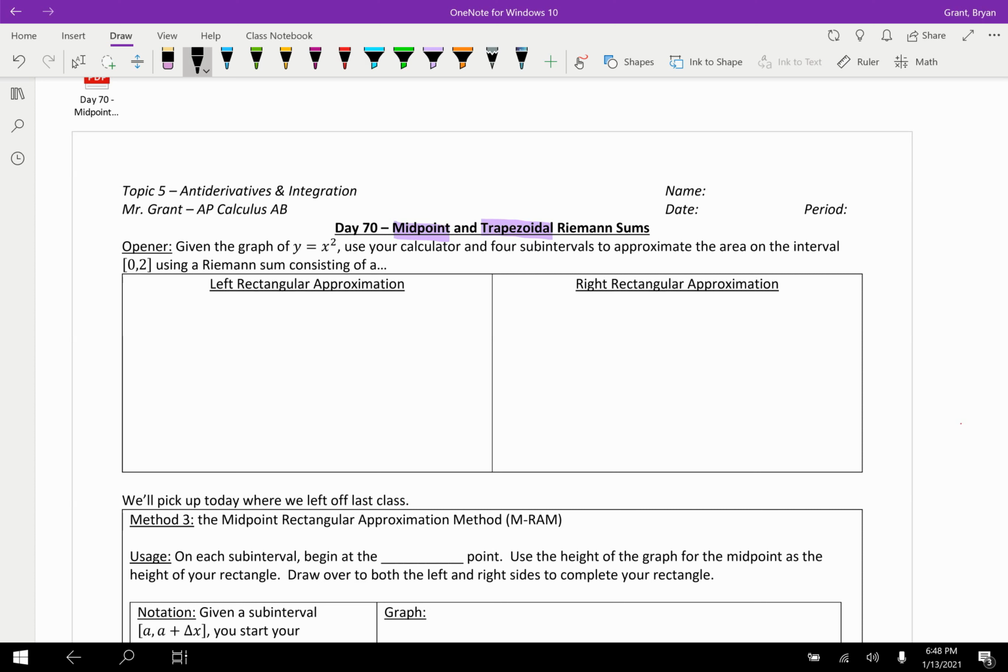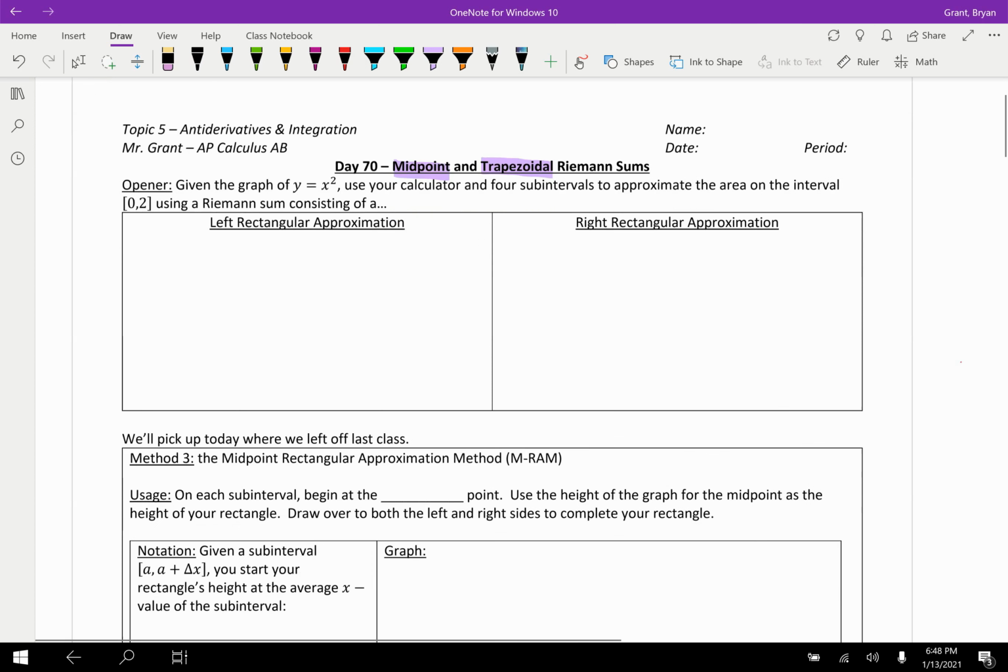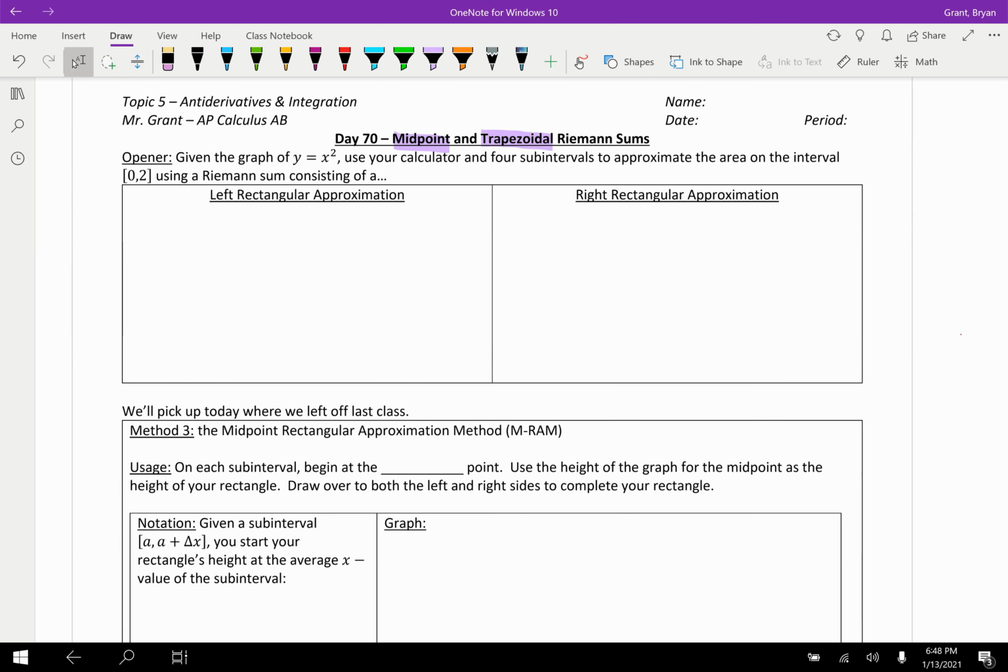To get started, because we're going to be doing our notation a little bit more today, let's have you try a left rectangular approximation and a right rectangular approximation for the graph of y equals x squared. I would also ask you to see if you can do this without creating a graph. So go ahead and give that a shot, and once you're done, unpause and we will see how you did. Ready, set, go.